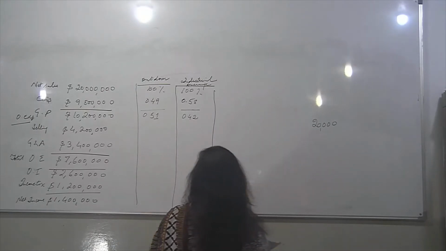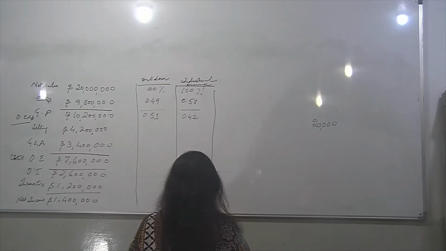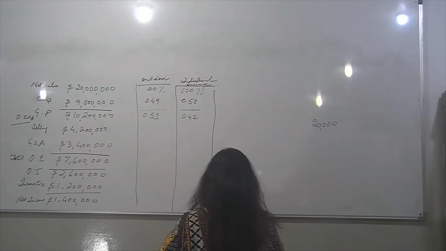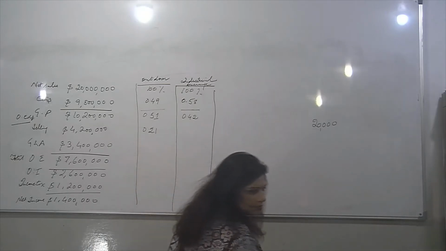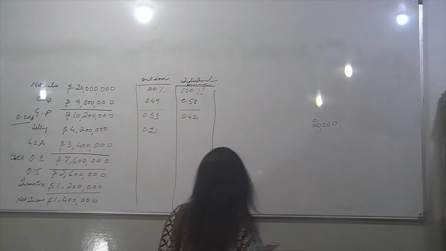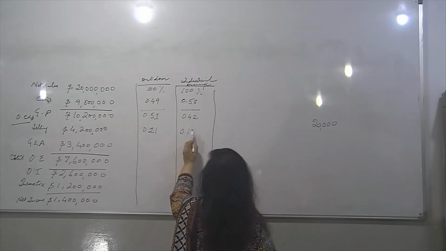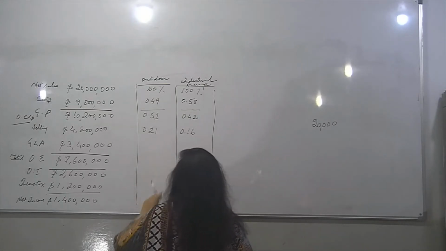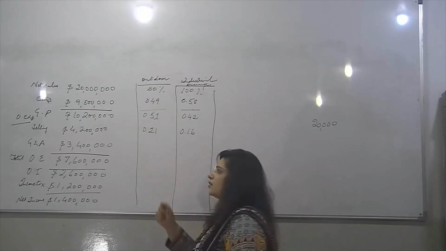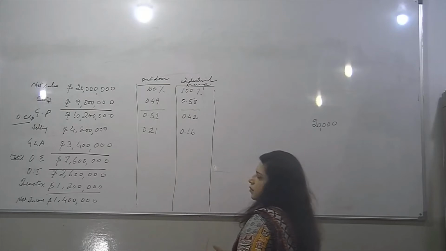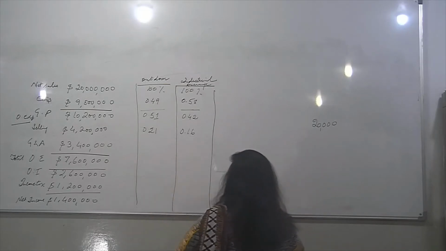Then we have selling, 4.2, that's 0.21, and the industrial average is 16% or 0.16. And if you have any issues with the decimal, you can just simply put a percentage for you to be more perhaps lucid about this. Is 21%, this is 16%.